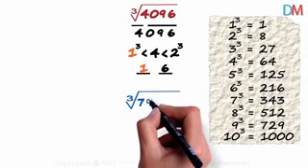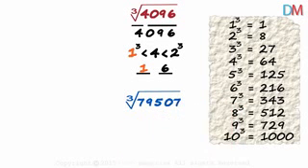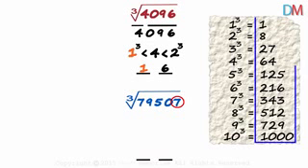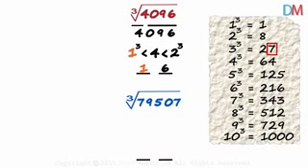Cube root of 79,507. As it is a 5-digit number, its cube root will be 2 digits long. The units digit of the number is 7. Look for 7 in the units place of the cubes column. It's this one. The units digit has to be 3. So we write a 3 here.